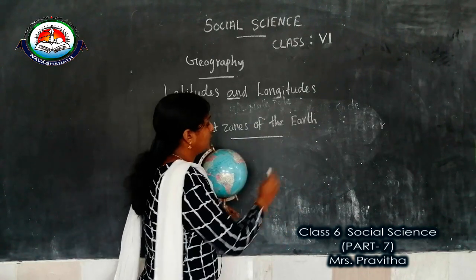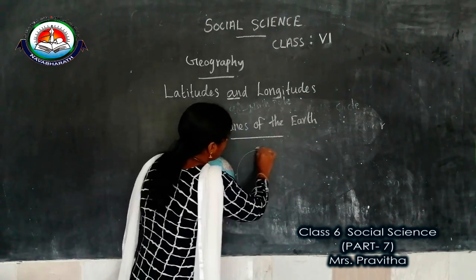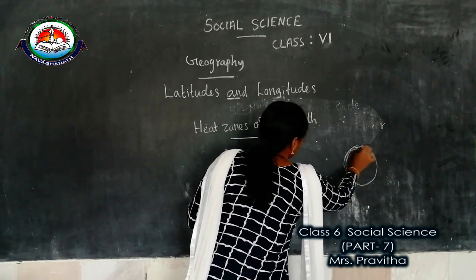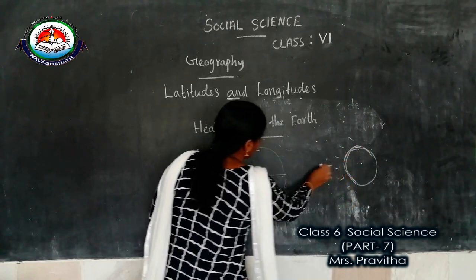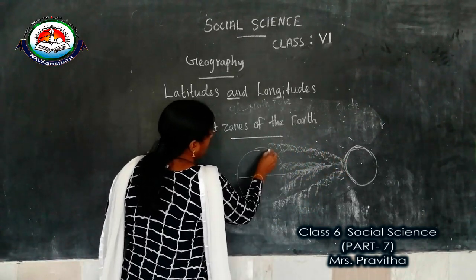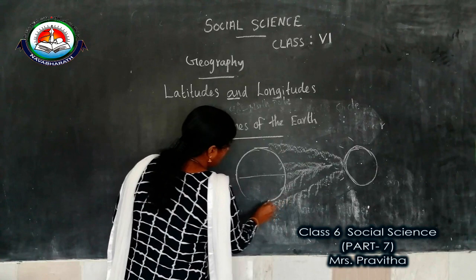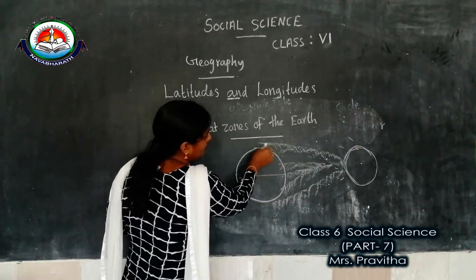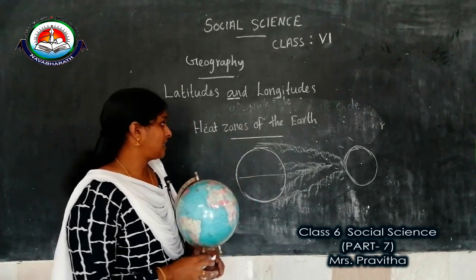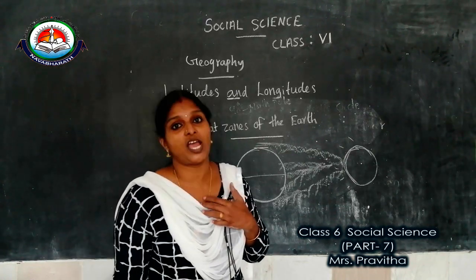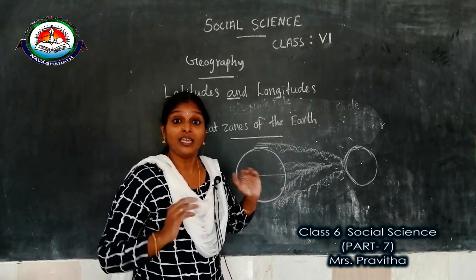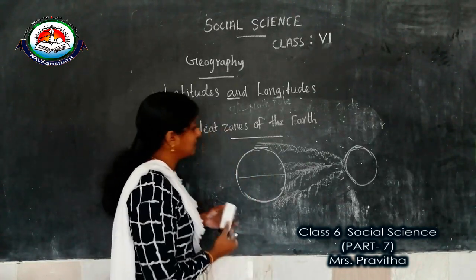Because of the slanting position, sunlight will get more in the equatorial region. You just imagine this is our sun. Because of our position, sunlight directly gets to the equatorial region. Other areas, the polar regions and all, get very little sunlight. On the basis of how much sunlight each latitude gets, our earth is divided into 3 heat zones. Now we will discuss which are those heat zones.